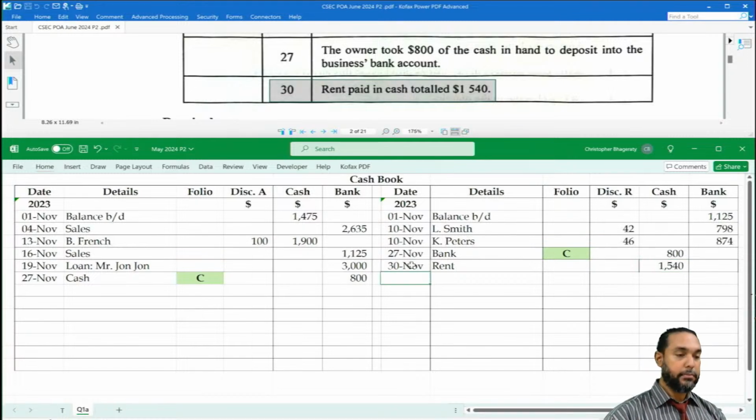Okay. All right. So here's my question: are you guys okay with the recording of the transactions as it currently stands? Do you have any questions on any of them at all?